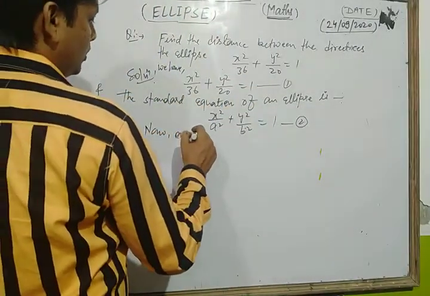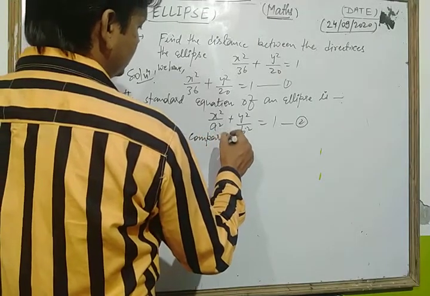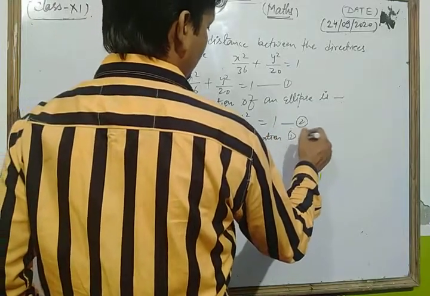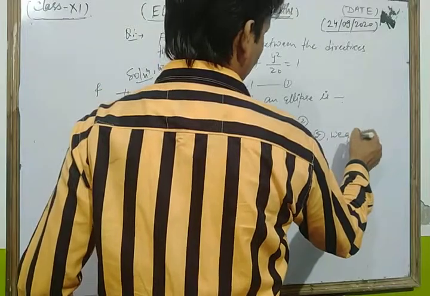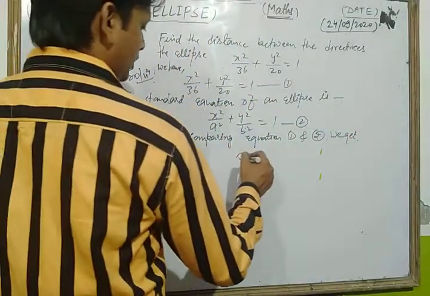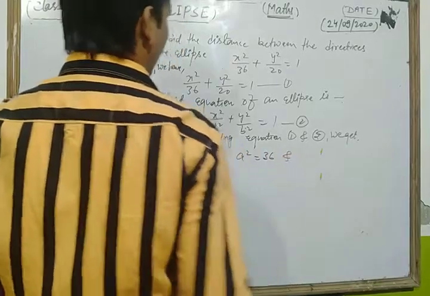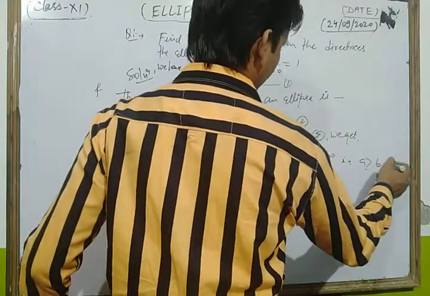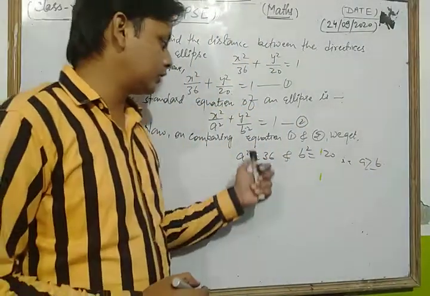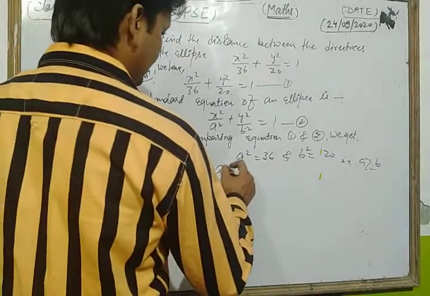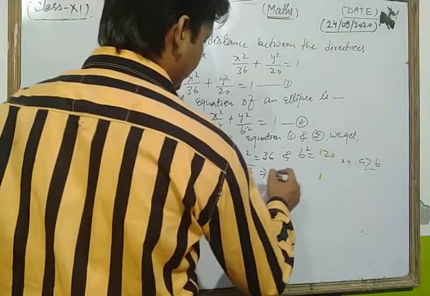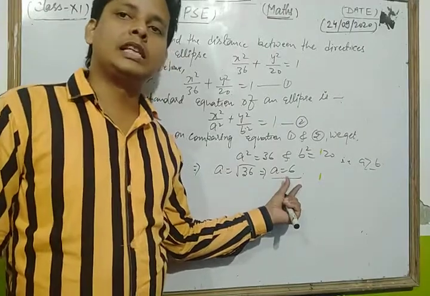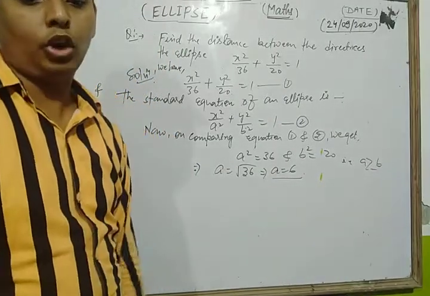Now on comparing equation 1 and 2, we get A square is equal to 36 and B square is equal to 20. That is, here A is greater than B. Thus on comparing we get the value of A, that is A is equal to under root 36, that is the value of A is 6 unit. In this way we have the length of semi major axis is 6.